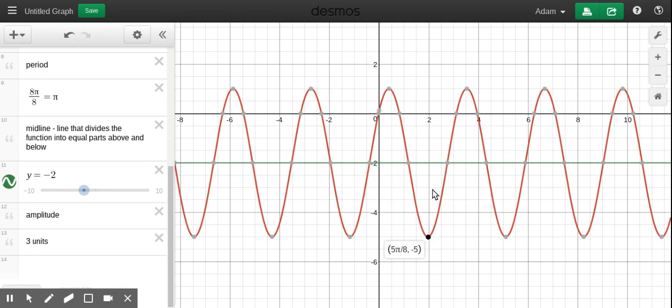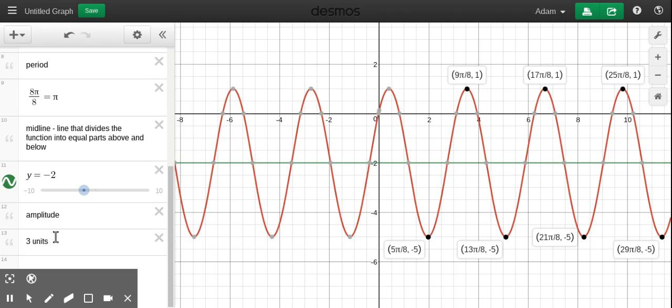You can do the same thing here going down to the valleys. From negative 2 down to negative 5, it's a length of 3 units. And notice that all my peaks are at 1 unit and all my valleys are at negative 5 units. Okay, and so that's how you find period, midline, and amplitude. And we are done.